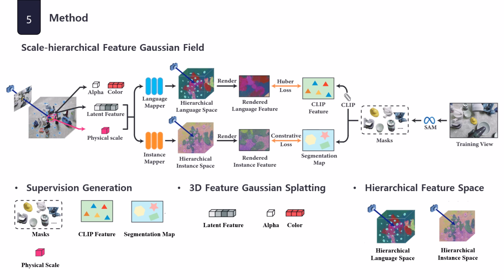The hierarchical instance space focuses on differentiating between object instances. Rendered instance features from this space are trained using a contrastive loss against the segmentation maps. Essentially, this stage creates a richer, multimodal representation for each Gaussian, making them aware of both semantic language concepts and distinct object instances within the scene.